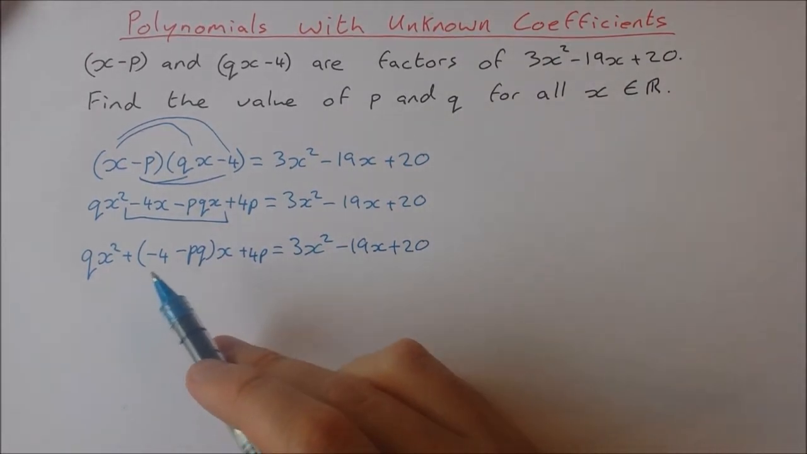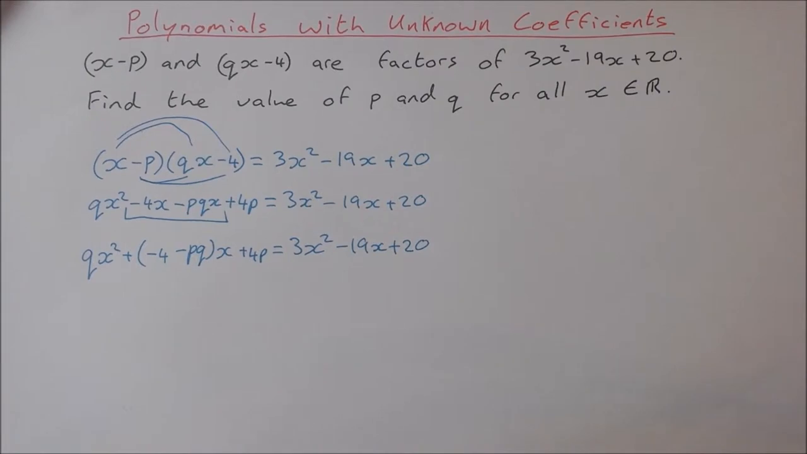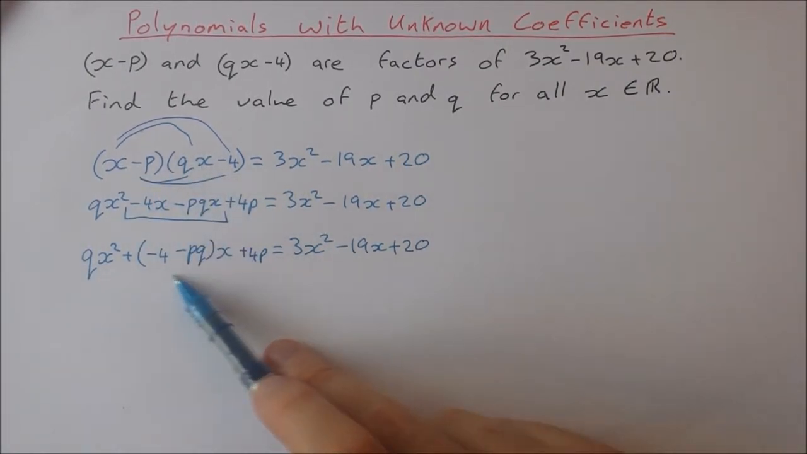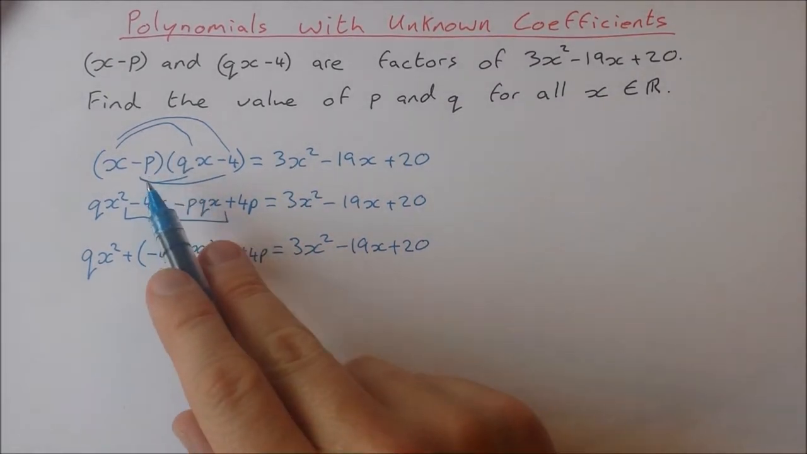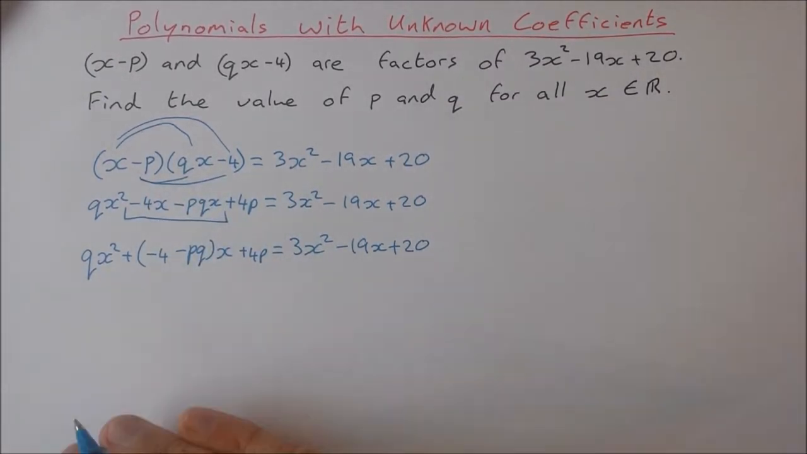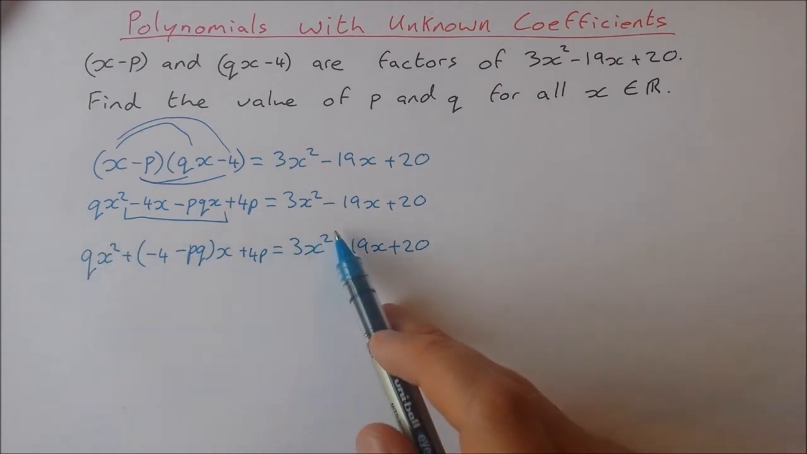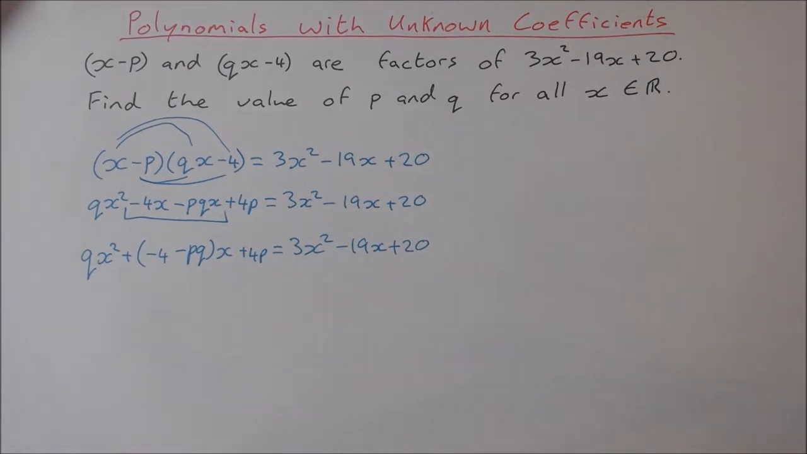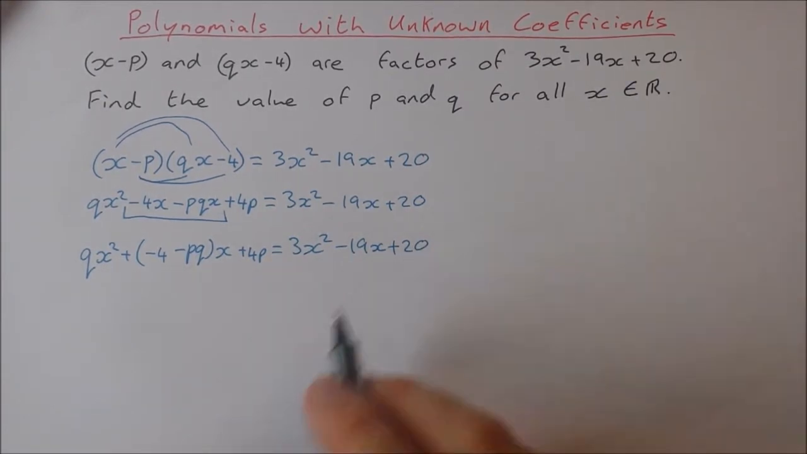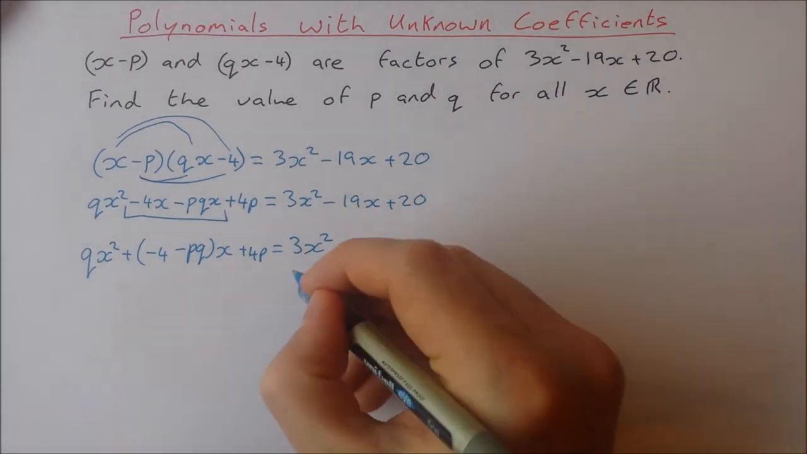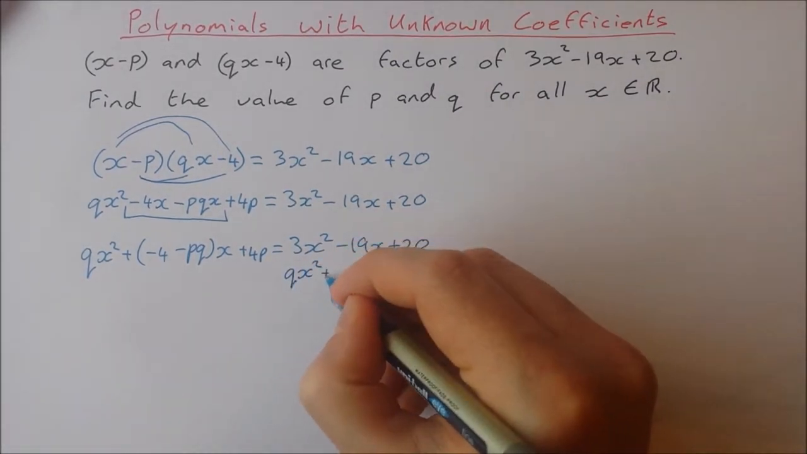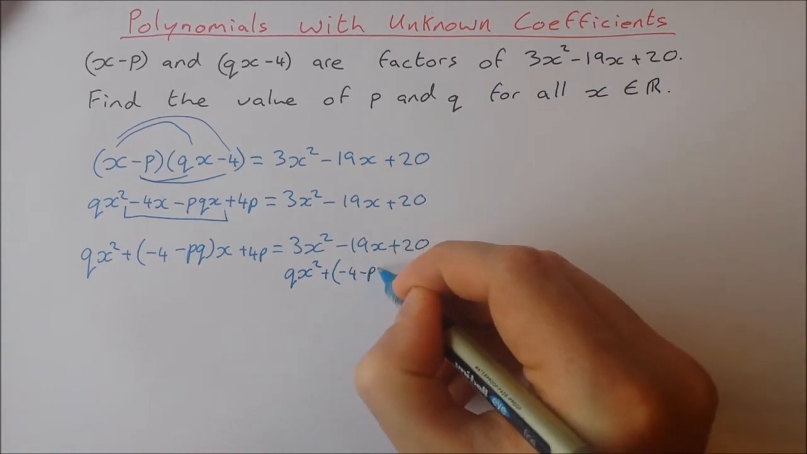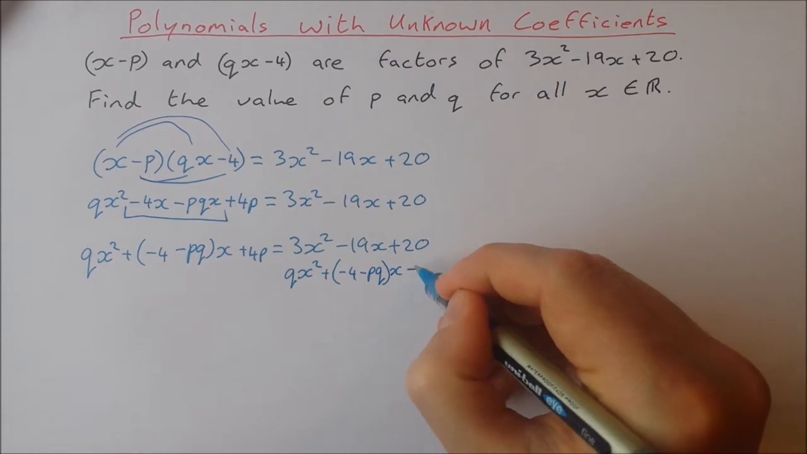Now, you'll notice here that the left-hand side and the right-hand side are not the same. We've multiplied these factors out and we've got this here. Now, because these are factors, I know that this is equal to this. When I have two quadratics equal to each other, I can let the x squared parts equal each other, the x parts equal each other, and the constants equal each other. So it might be easier to see if I write them one under another. I have 3x squared minus 19x plus 20. Underneath that, I'm going to write qx squared plus minus 4 minus pq times x plus 4p.